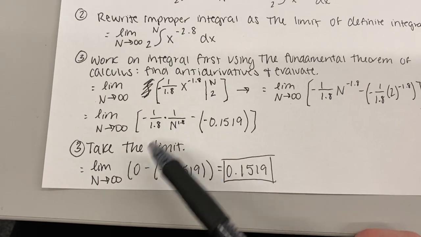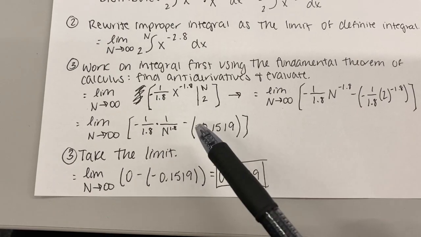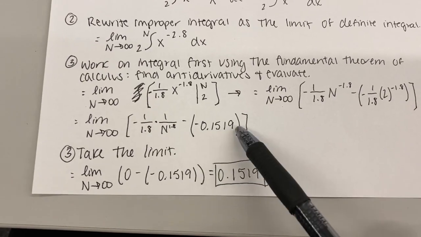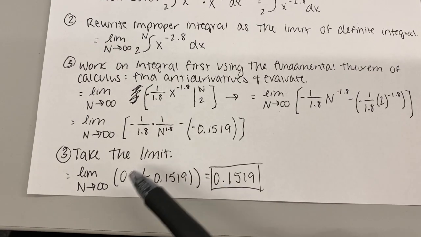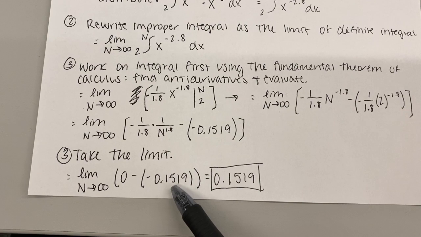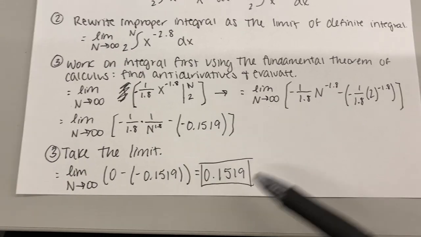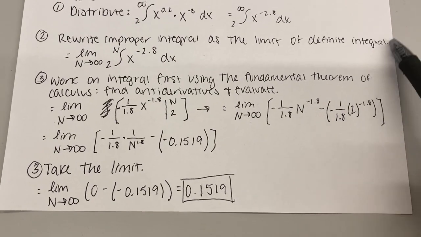So this would be equal to 0 because as n approaches infinity, the bigger the number that you put in for n, the closer to 0 it's going to be. So 0 times negative 1 over 1.8 is obviously equal to 0. Minus negative 0.1519, you basically add it, and you get the answer of 0.1519.